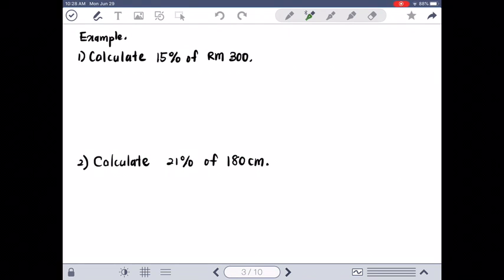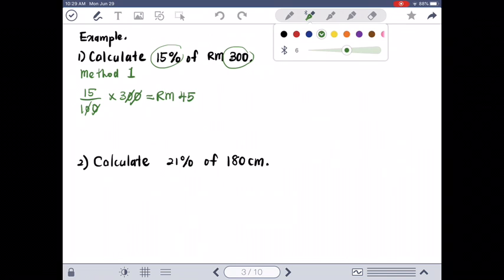Okay, let's look at an example question. Calculate 15% of RM 300. Basically we can use two methods, either the percentages method or the multiplier method. For method 1, 15% of 300 is just 15 divided by 100 times 300. Simplifying, you will get RM 45.